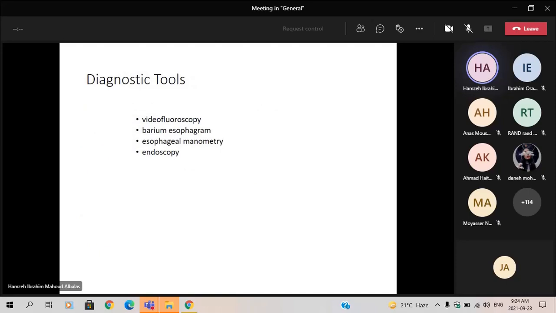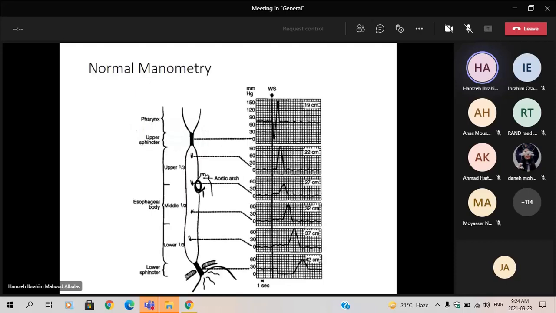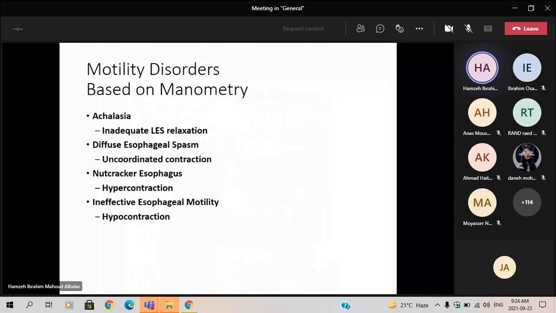For diagnosis, any patient presenting with dysphagia needs a group of studies. Some physicians start with video fluoroscopy, some with barium esophagogram, some with esophageal manometry, and others with endoscopy. All investigations are important to reach the diagnosis. In esophageal manometry, a machine detects the pressure in the esophagus during swallowing and at rest, and classifies the problem based on the pressure. We will not explain manometry in more detail.